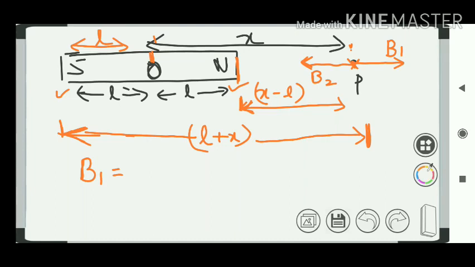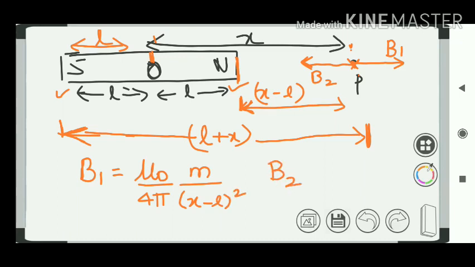Right, B1 will be mu 0 by 4 pi, right? Then pole strength. I told you the pole strength, we are going to take it as M, divided by the distance between, let's say, NP square, right? NP square we have just written as X minus L whole square, right? Similarly, magnetic field B2 is mu 0 by 4 pi M divided by the same pole strength, right? But the distance is X plus L whole square, right? This much we know, right?